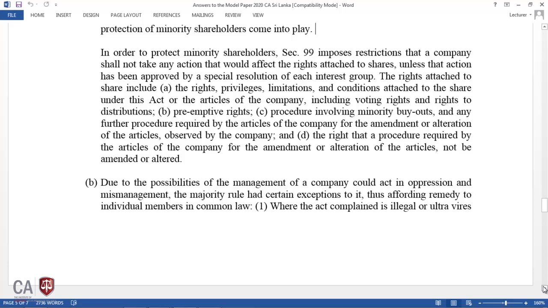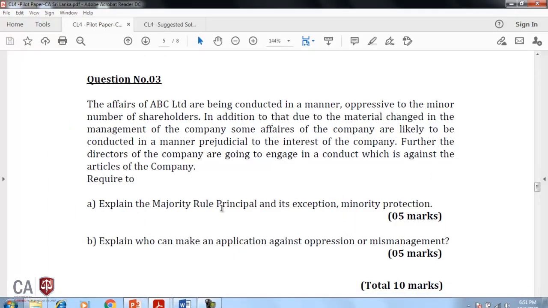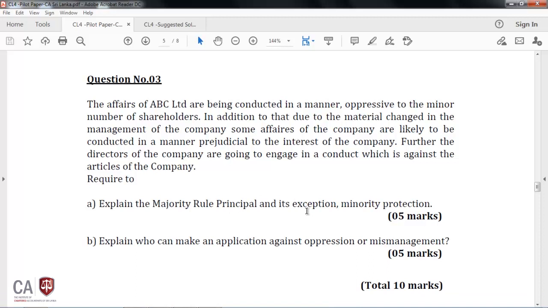Then preemptive rights, then procedure involving minority buyouts and any further procedure required by the articles of the company for the amendment or alteration of the articles observed by the company, and the right that a procedure required by the articles of the company for the amendment or alteration of the articles not be amended or altered. So this is how you need to answer the first one, where the first question is: explain the majority rule principle and its exception, minority protection.